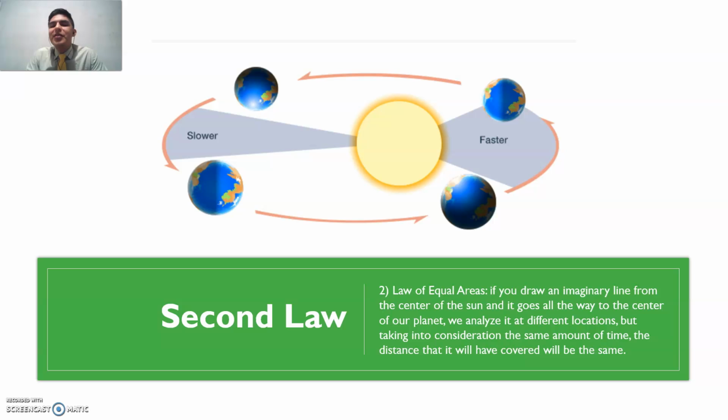Number 2, law of equal areas. If you draw an imaginary line from the center of the sun all the way to the center of a planet, and we analyze it at different locations but taking into consideration the same amount of time, the area that it will have covered will be the same. It is better exemplified when I was telling you about the focus points not being right in the center.